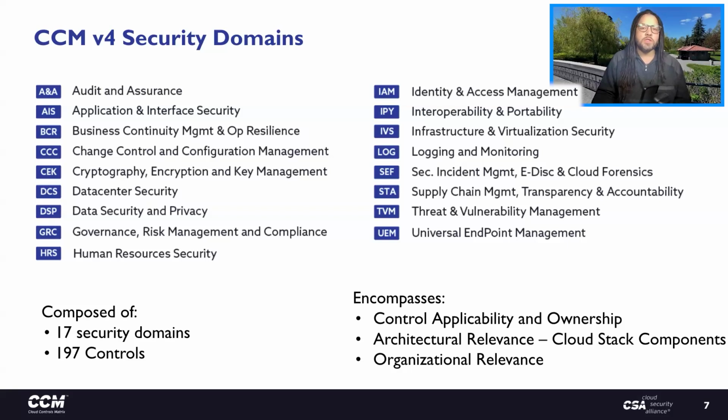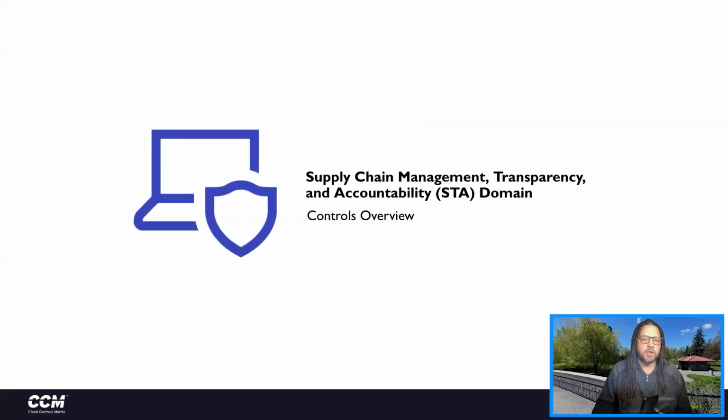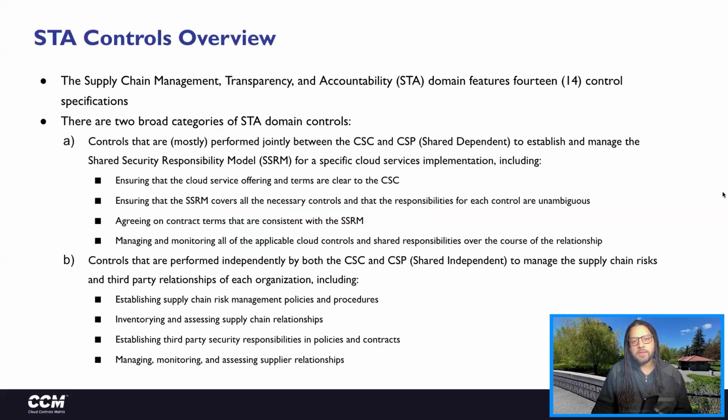Today, though, we're going to just focus on one specific domain, and that's the supply chain management, transparency, and accountability domain, or STA. A chain is only as strong as its weakest link, and that's a principle that is true in cloud supply chains. So let's take a look at how the CCM can help to identify, understand, and mitigate different supply chain risks.